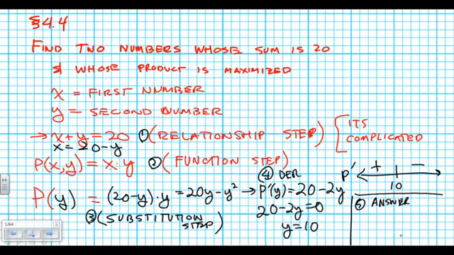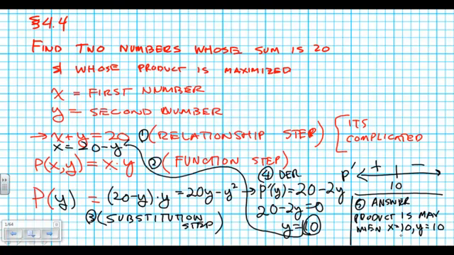The product is maximized when x equals 10 and y equals 10. And did you get that x value because you plugged the y in? Because I took my 10 from here and I plugged it all the way back into our substitution step. Answer the question.